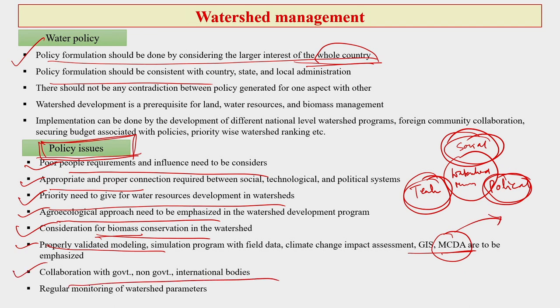Collaboration with various government, non-government and international bodies is critical for the success of watershed management. Finally, you need to monitor the systems in a regular manner. Monitoring is key for the success of watershed management.